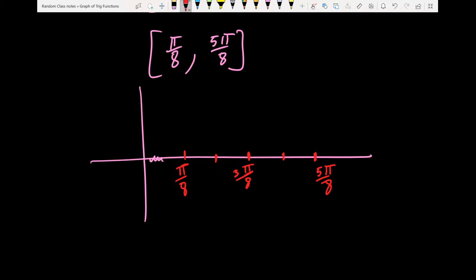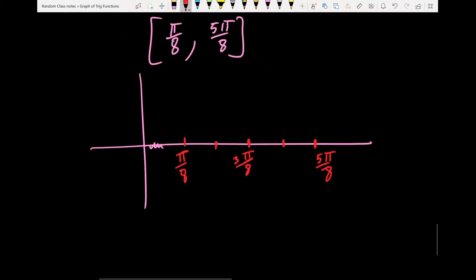Got it? What is that? 3 pi over 8 plus pi over 8. What is it? 4 pi over 8, which is what? Pi over 4. Then you divide it by 8. What am I doing? Oh, yeah. Oh, 4 pi over 8, which is pi over 2.